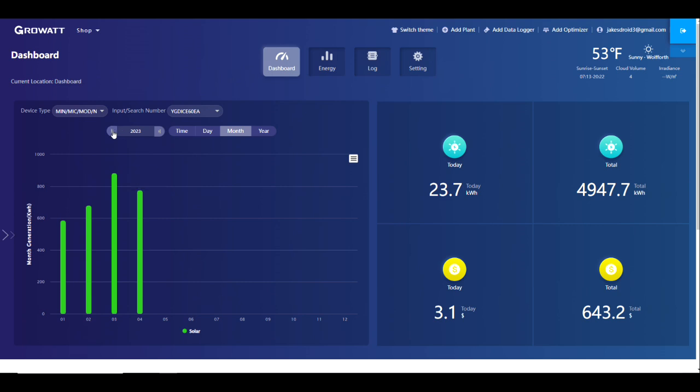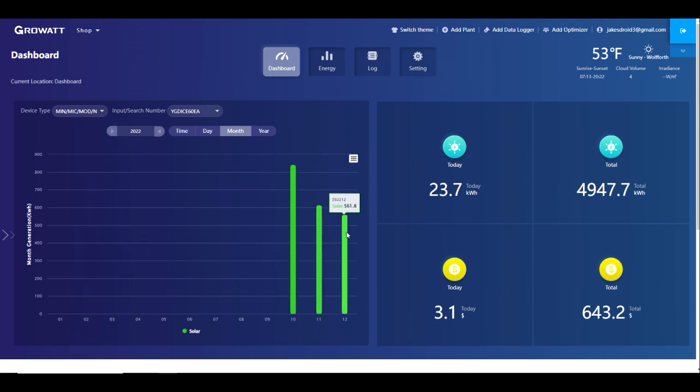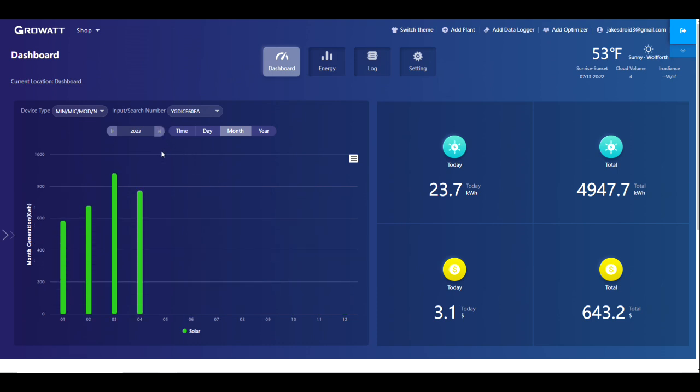Actually, that'd be January. Let's go back to 2022. So December was the worst month, and then this is November. This would be October. So in October, we hit 842 kilowatt hours produced. And if we compare that to last month, we broke that. So, you know, I would assume that over the next 6 months, it's going to do extremely well and much better than it's performed so far.